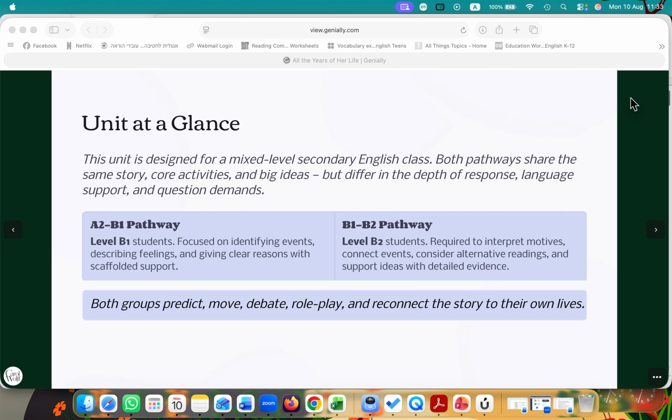Here's how the two levels are going to work. Everyone reads the same story and does the same core activities. But our B1 students get more scaffolding, focusing on events, feelings, and clear reasons with support along the way. Our B2 students go deeper, interpreting motives, weighing different readings, and defending ideas with detailed evidence. The intellectual demand is different, but both groups stay equally active in predicting, moving, debating, and performing together.